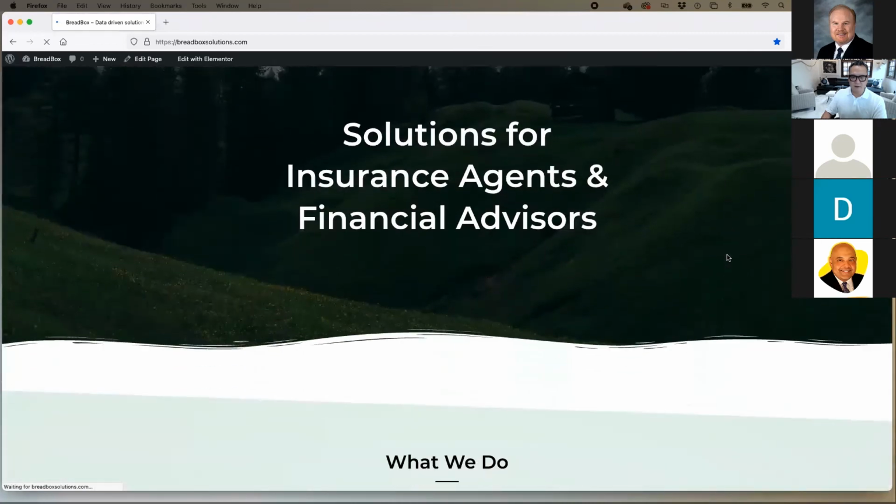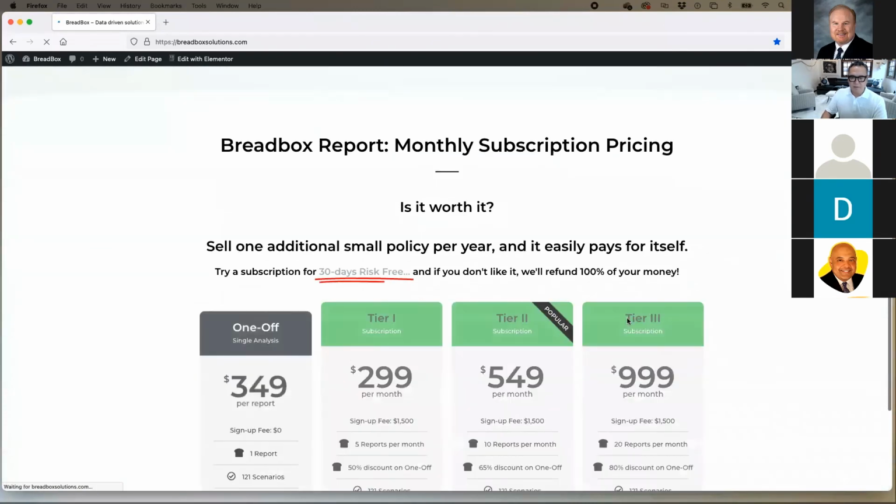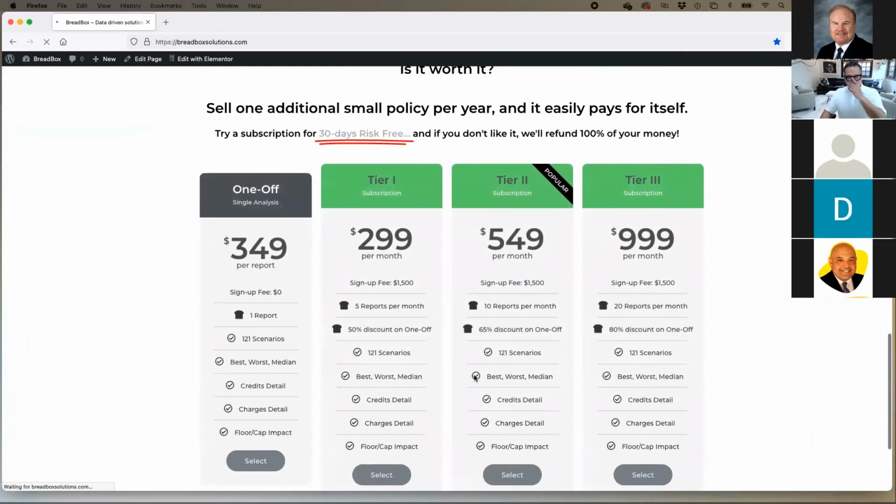Okay, and page down to the bottom here, we have three different monthly subscription options. $2.99 a month gets you 5 reports per month. $5.49 per month gets you 10 reports, and then $1,000 gets you 20 reports per month. There is a one-time sign-up fee of $1,500, and that includes extensive training that we go through with the advisors to make sure that they know how to run the reports, run the carrier illustration, fill out the input sheet, and then upload it to us.